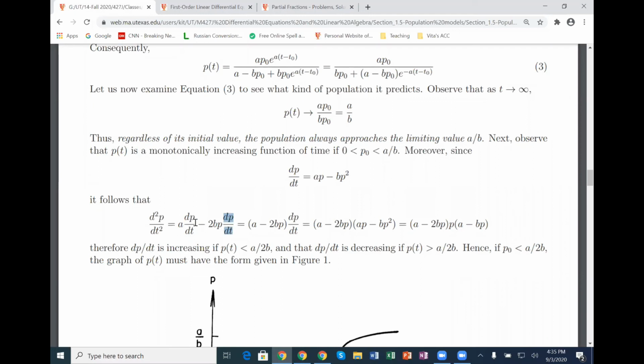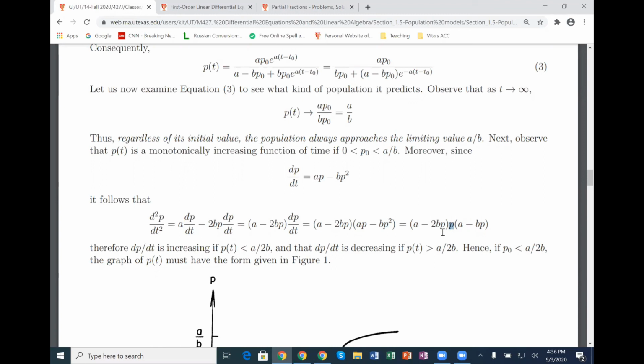Here's what we do next. P prime is a common term. Factor it out. Next step. According to what is written here, P prime is equal to this. So let us replace P prime by AP minus BP squared. Done. Lastly, factor out P. Done.